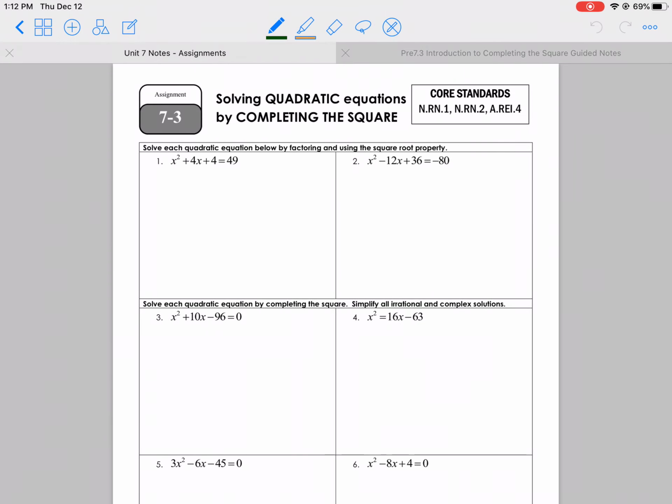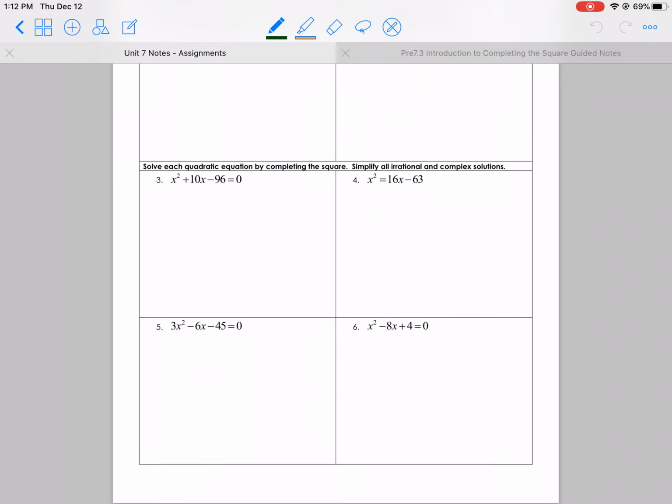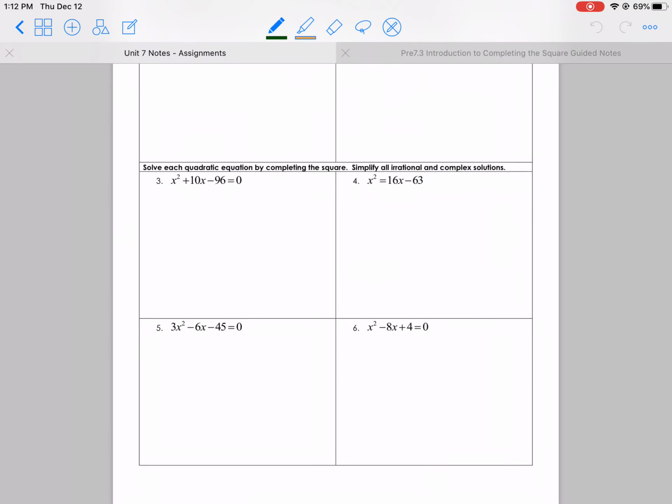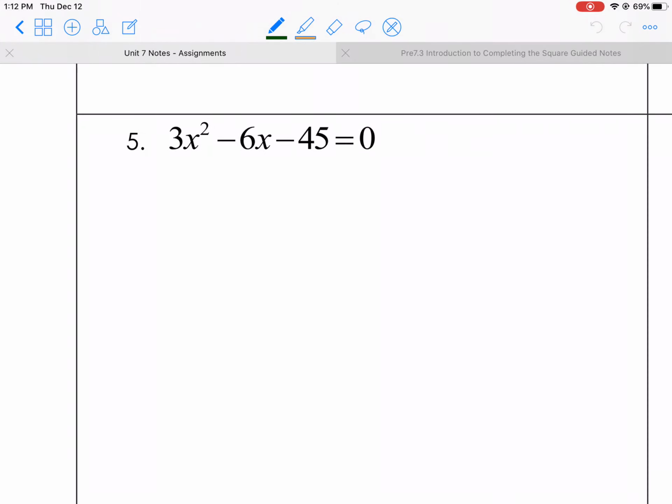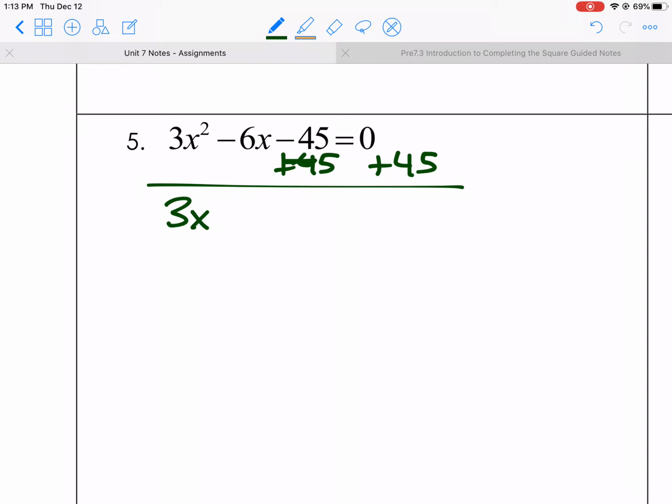Okay. Solve by taking the square root. Okay, maybe let's do problem 5 together from the homework. On this one, I want to move the constant to the other side of the equation, so I'll add 45 to both sides. So we'll have 3x squared minus 6x equals 45.